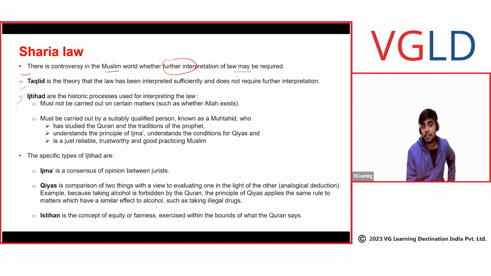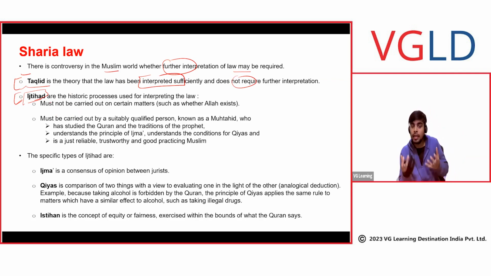This basically creates two schools of thought. One is taqlid, which is the theory that interpretation is sufficient and does not require further interpretation, and the second is ijtihad. Let me know if I'm not pronouncing them correctly. As per the ijtihad school of thought, there should be sufficient interpretation.